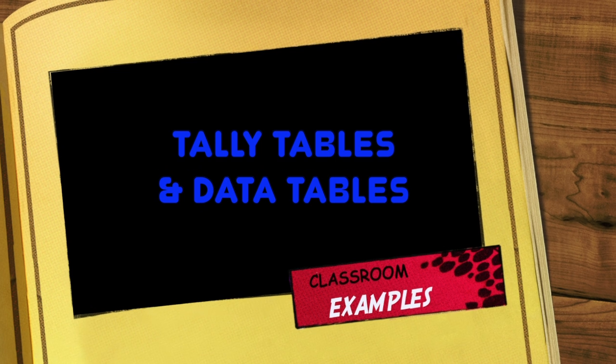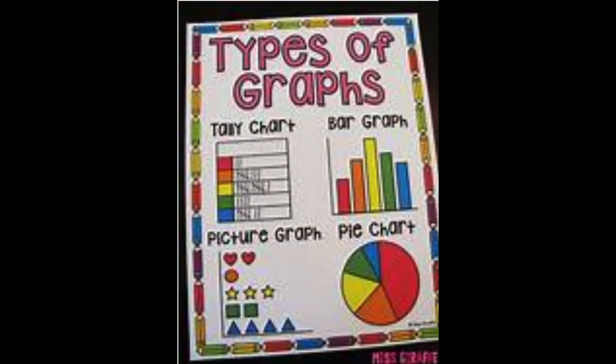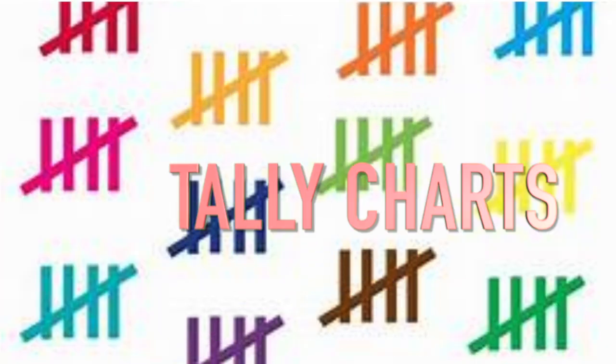All right, here are some examples of the types of graphs we're talking about today. We're talking about tally charts and we're talking about bar graphs. But you can also use things like picture graphs and pie charts to show things. And I'll give a little bit of an example of how you can turn a bar graph into a picture graph. So tally charts are pretty cool.